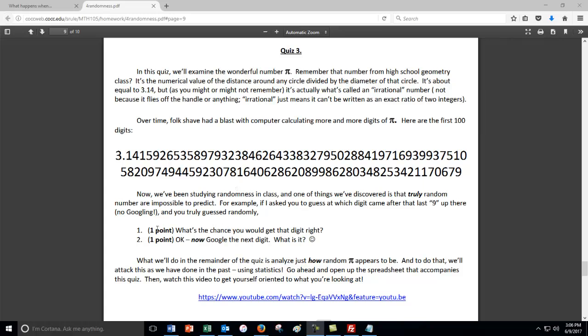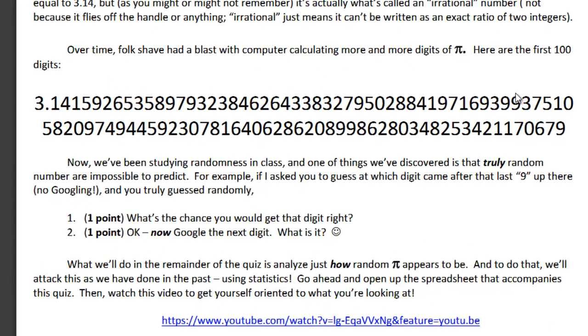Number one says, suppose you had these first 100 digits of pi, and you're looking for a pattern, and you're failing because there is no pattern. Not that you're failing, but there is no pattern to look for. So you're basically guessing at what number is going to come next. So what's the chance you get the next digit right? Since there are 10 digits, 0 through 9, if you're guessing randomly, you only have a 1 in 10 chance. So that first one's just 1 in 10 or 10%.